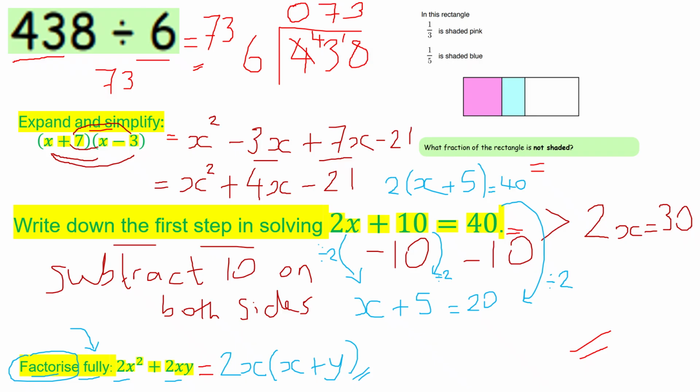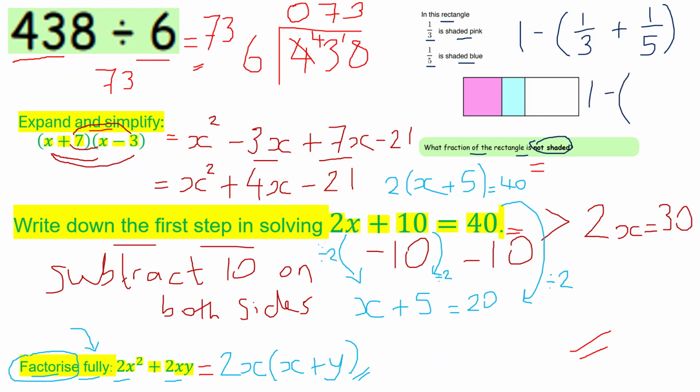Finally, guys, you're looking at the first question on this first slide. In this rectangle, 1/3 is shaded pink and 1/5 is shaded blue. What fraction of the rectangle is not shaded? Well, we are going to take a whole and subtract the sum of the two fractions. So we're going to do 1 take away, in brackets, 1/3 plus 1/5. So let's work it out.